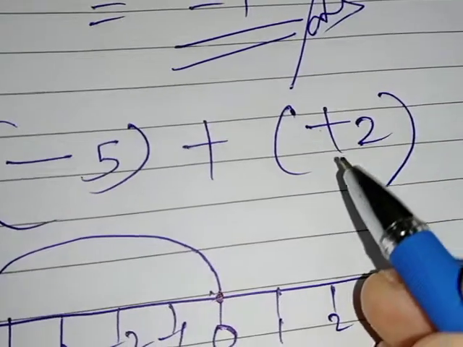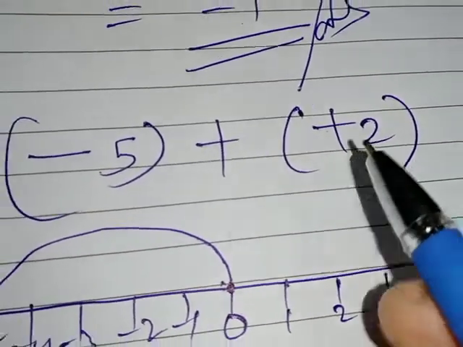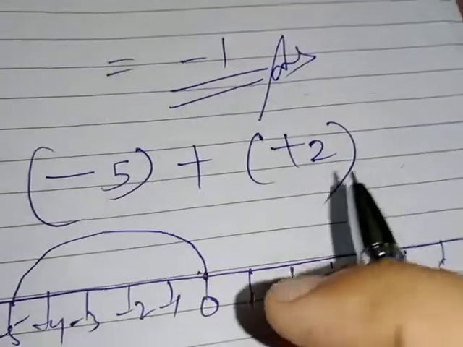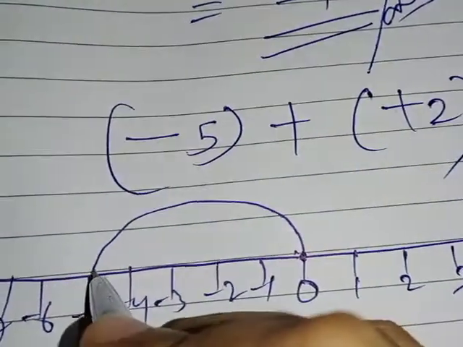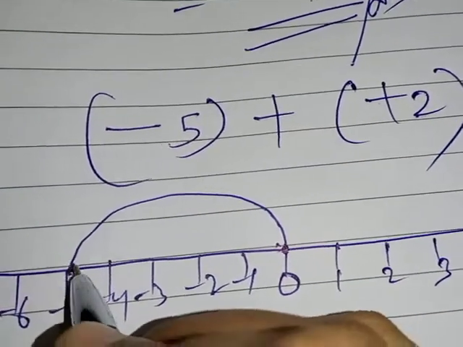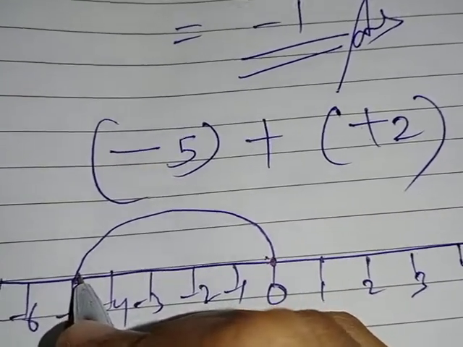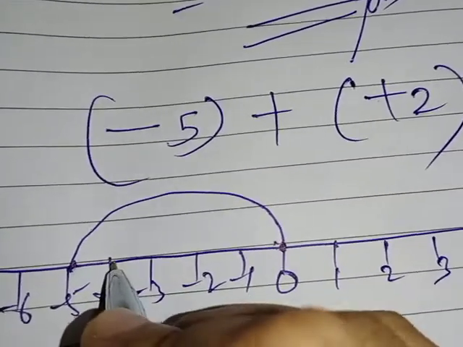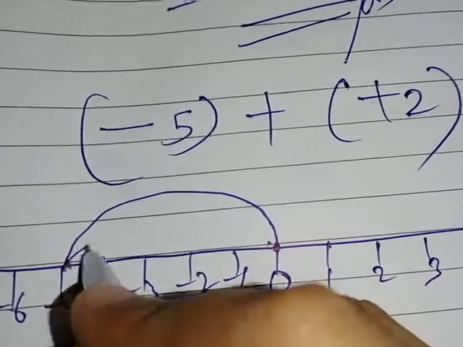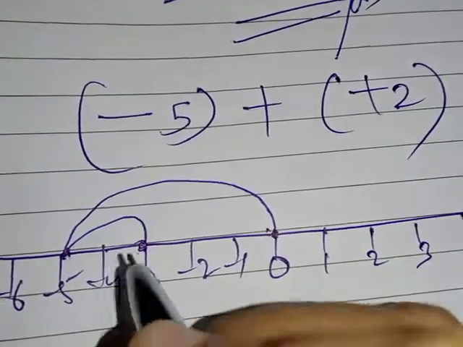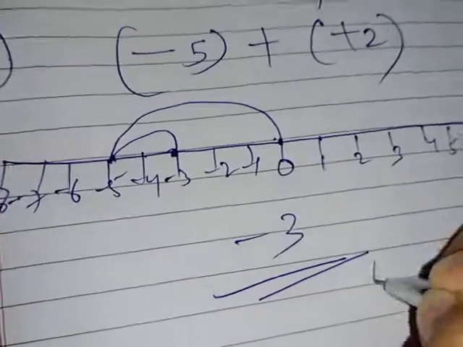And then we have plus 2. Plus 2 means right turn. Okay, plus means right turn. So we have reached till 5. Now from this 5, we will take 2 jumps. So till here 1 jump and till here second jump. So this is your second jump. What is the answer? Minus 3.